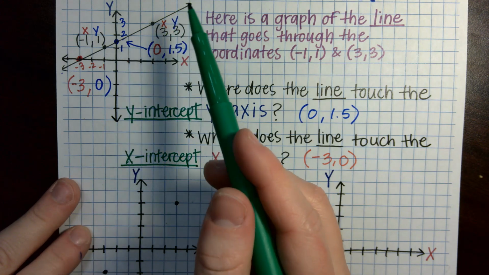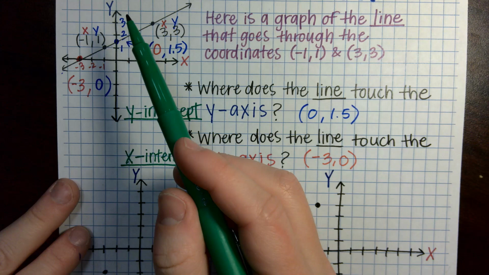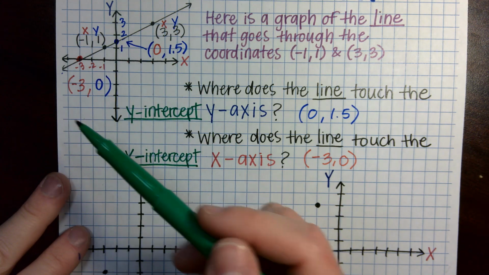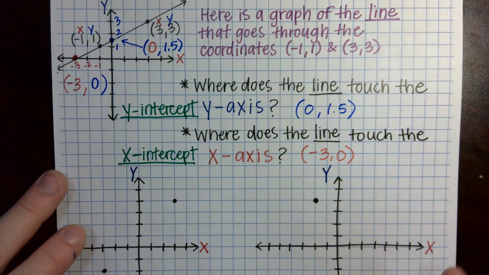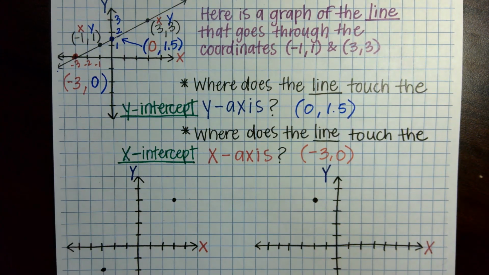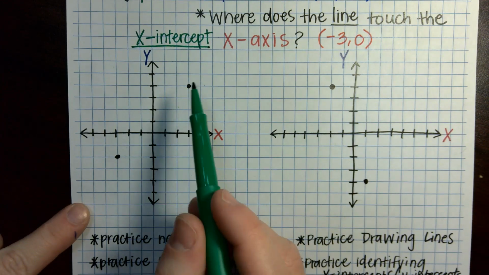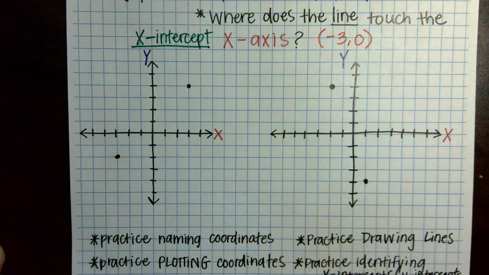So anywhere that our line is touching the axis, whether it be the y-axis or the x-axis, we call those intercepts. Just where they're crossing the axis. Okay. So let's go ahead and move down the page. Let's name these coordinates, figure out what their x value and y value is. Then we're going to draw the line. And then we're going to figure out what their intercepts are.